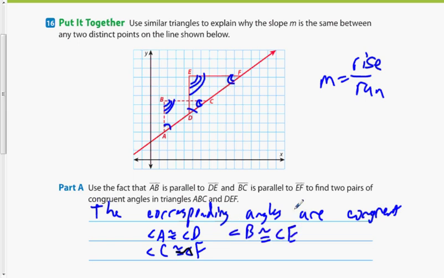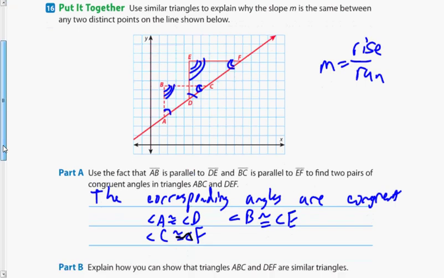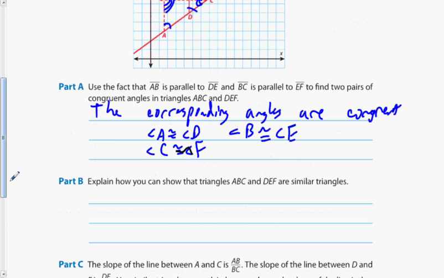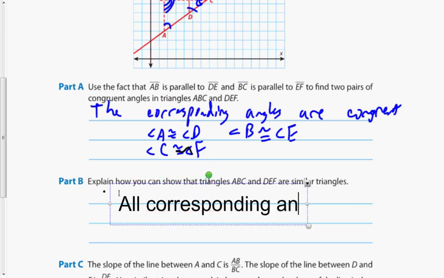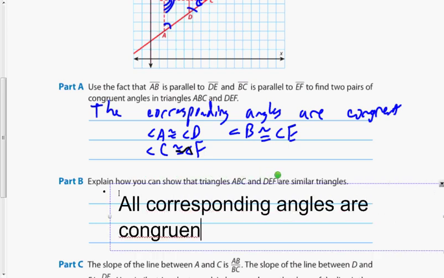And that means that it's a similar triangle because all three angles are congruent. So part B, explain how you know that the triangles are similar triangles. That's exactly what we said. I'm going to type this one out. All corresponding angles are congruent. So the triangles are similar.